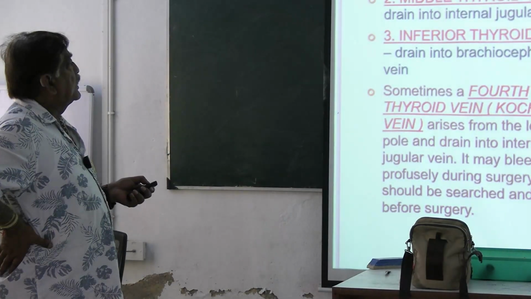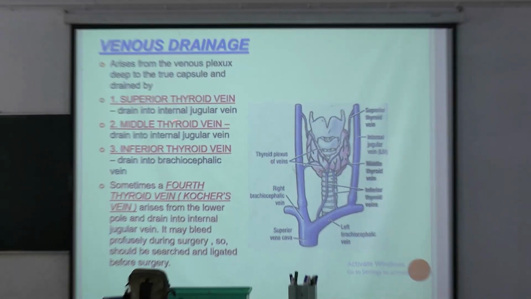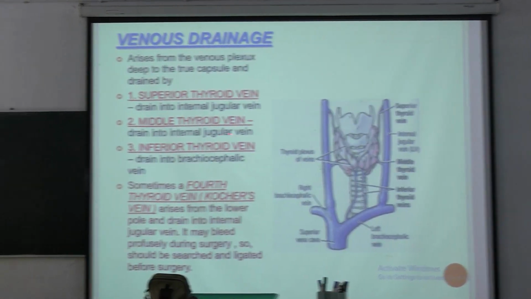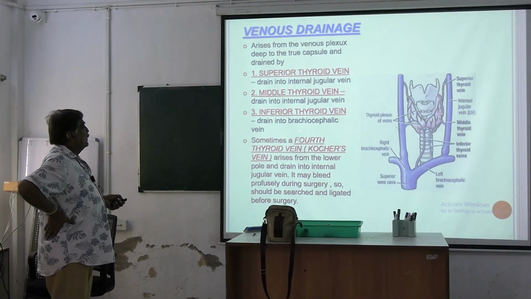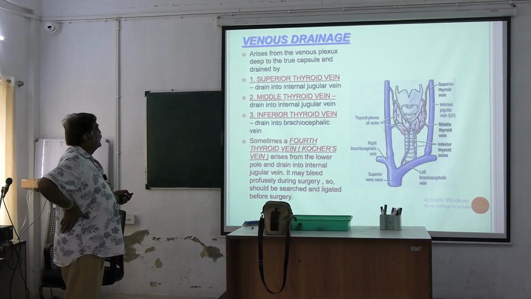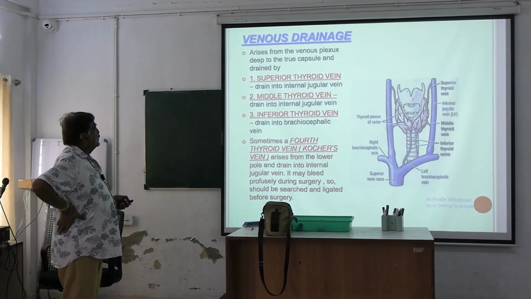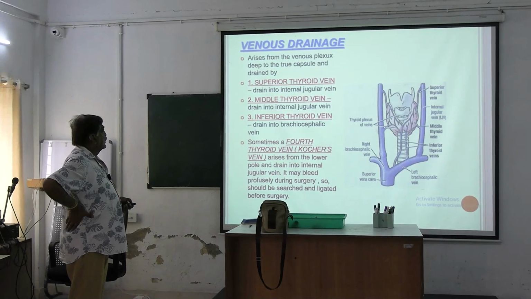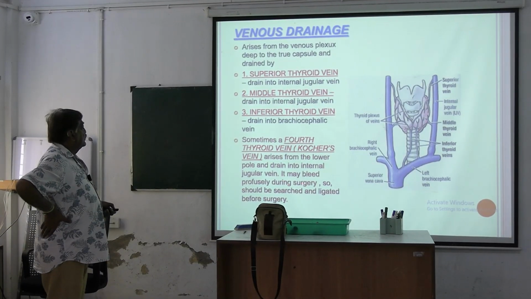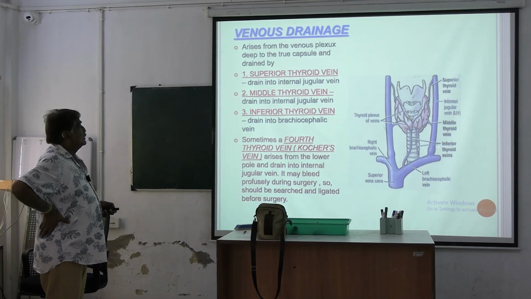Now, venous drainage. It arises from the venous plexus deep to the true capsule and is drained by the superior thyroid vein, which drains into the internal jugular vein. Middle thyroid vein, drains into the internal jugular vein. Inferior thyroid vein, drains into the brachiocephalic vein. Sometimes a fourth thyroid vein, Kocher's vein, arises from the lower pole and drains into the internal jugular vein. It may bleed profusely during surgery, so it should be searched for and ligated before surgery.